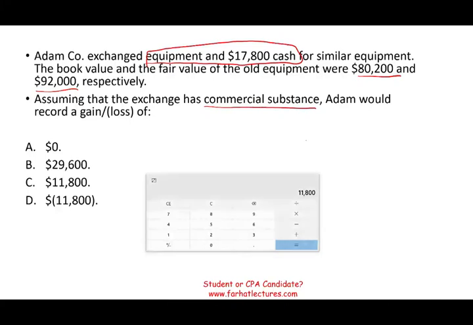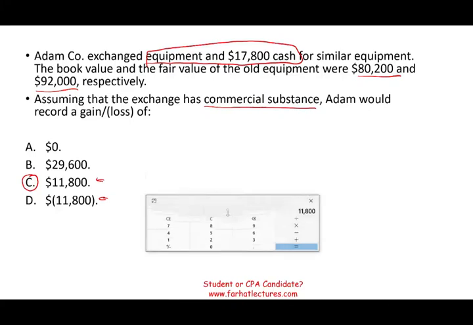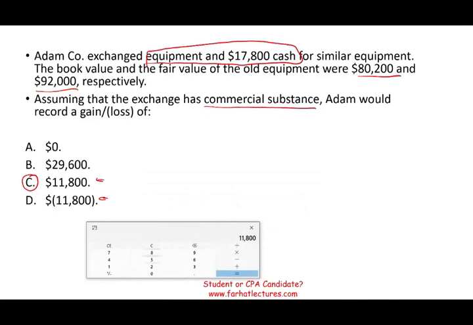Therefore, we have a gain. Notice here, they're trying to trick you: negative 11,800 would be a loss, or positive, it's a gain of 11,800. Okay? So this is how you will book this transaction. Now, I'm going to go a step further. Although they're only asking you for the gain, if I ask you to journalize this transaction, will you be able to do it?